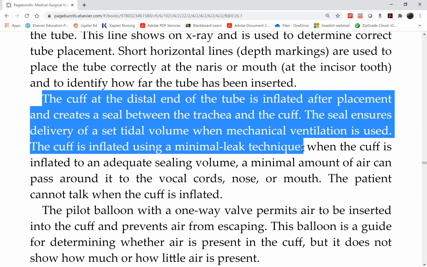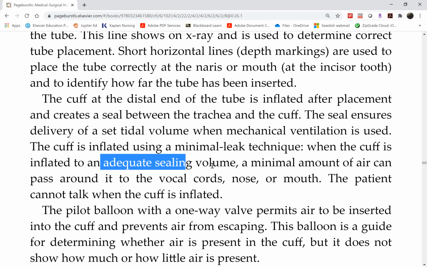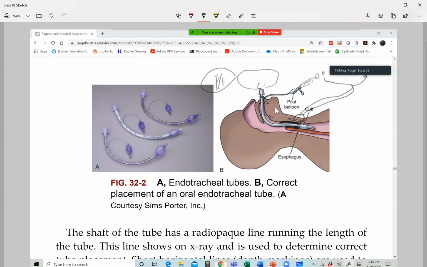So we use a minimal leak technique. We only inflate it to an adequate sealing volume. Right after that, we take out the syringe and put the manometer here. Remember that manometer, that little thing that looks like a tire pressure gauge monitor. We connect the pilot balloon to that, and then we pull the trigger to see how much pressure.